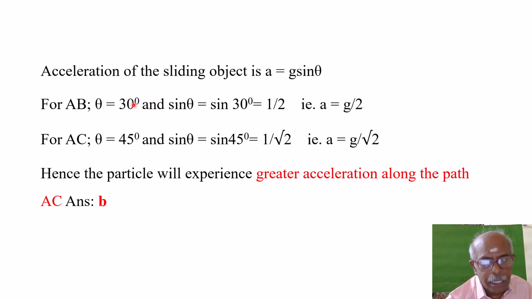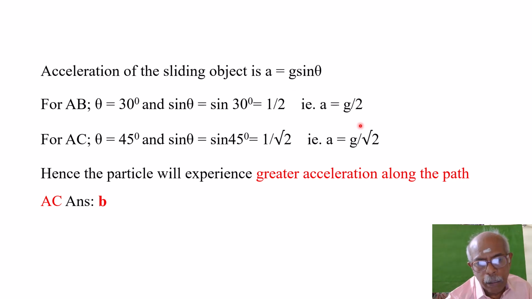On one side, near B, the angle theta is equal to 30 degrees, and near C, the angle theta is equal to 45 degrees. So for AB, theta is equal to 30 degrees. What is sin theta? What is sin 30? Sin 30 is equal to 1 by 2, that is inevitable. So acceleration is equal to g into 1 by 2, g by 2.